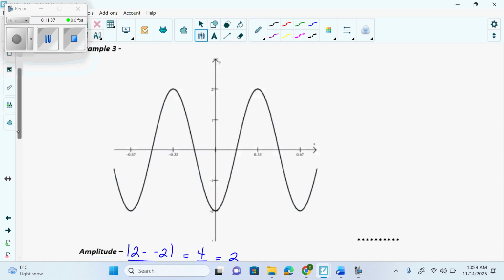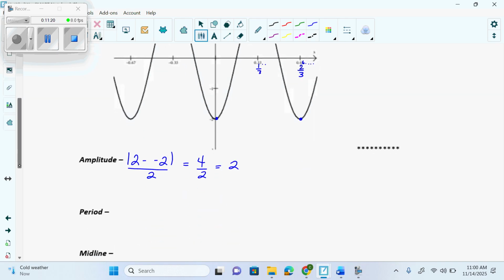Next one. So for this one, we can go from a min to a min. And this is the one that I said, 0.67, you can put as 2/3. Because this is 1/3, it just should have dots behind it, and it should be 0.66 now. Okay, so the period is 2/3 because it's from a min to a min.